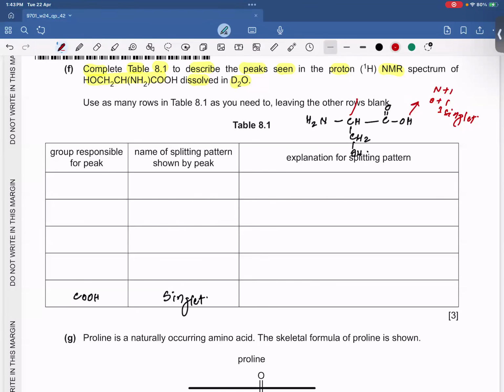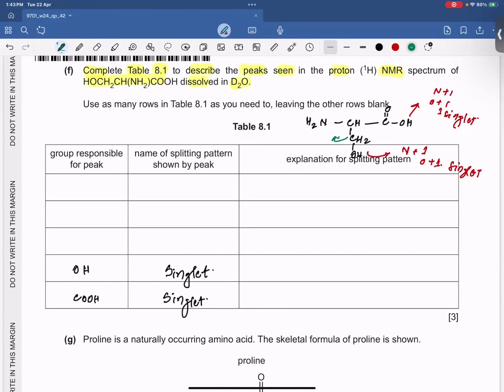Then this peak, n+1, 0 plus 1, again singlet, and this singlet represents OH. All right, let's talk about this one. This carbon has 1 proton in its neighbor, so it gives you doublet.